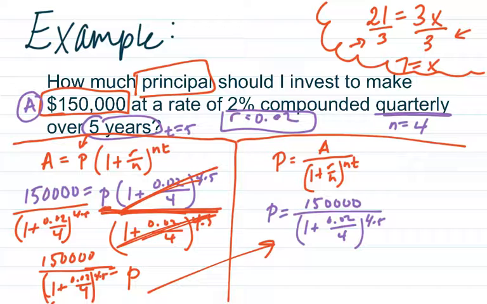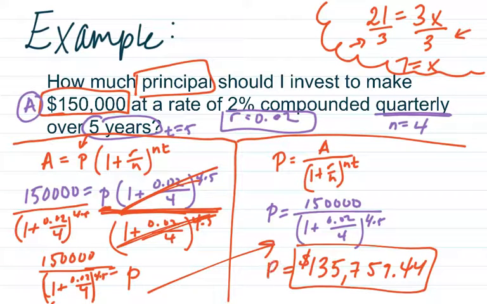So, anyway, at the end of the day on this problem here, using my scientific calculator, I end up getting $135,759.44. So that's how much I should invest today, present day, if I wanted to have $150,000 in my account after 5 years. That's compounding at 2% quarterly.